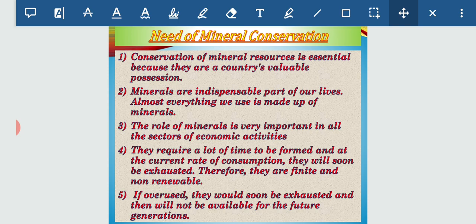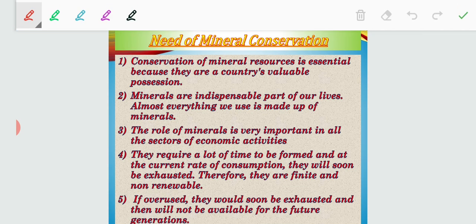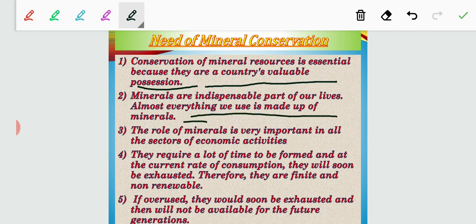So for this reason there is a need to conserve mineral resources, because most minerals are not quickly replenishable; they are exhaustible in nature. Why is there a need to conserve mineral resources? Number one, these are considered the most valuable resource, the country's most valuable wealth. Secondly, minerals are an indispensable part of our life. Almost everything we use is made up of minerals.